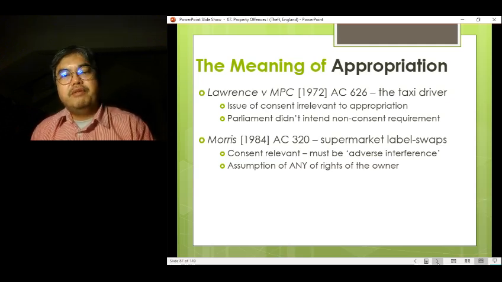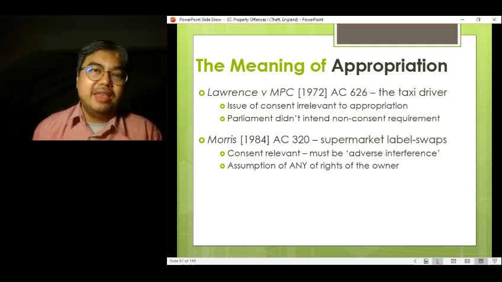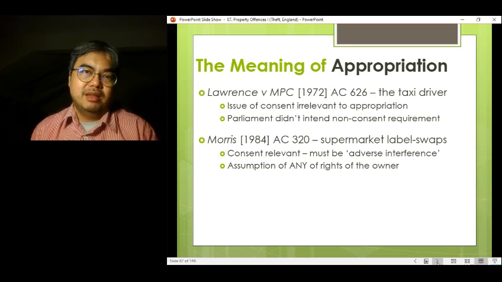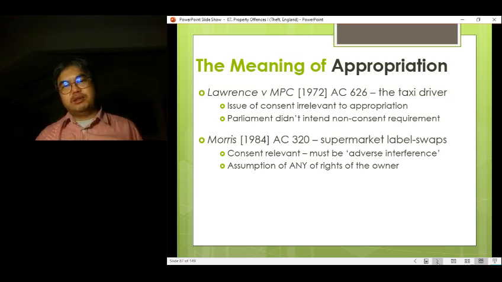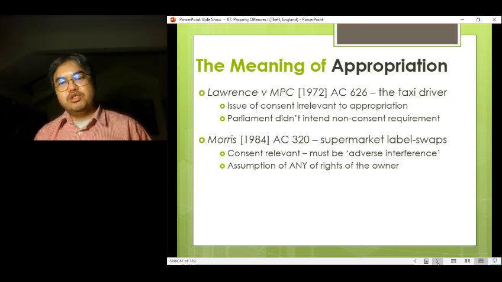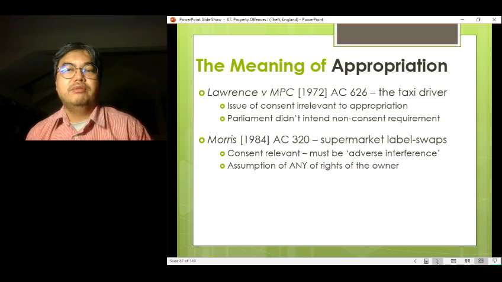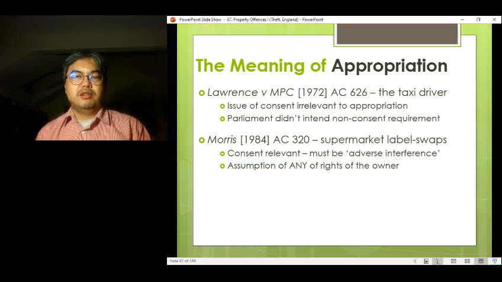held that any assumption of the rights of the owner is an assumption of any of the rights of the owner. You don't have to assume all the rights of the owner. Just any of the rights of the owner, that's enough already. As long as you assume any of the rights of the owner and it was without consent, then you would have appropriated that property. So here we are left with two House of Lords decisions.